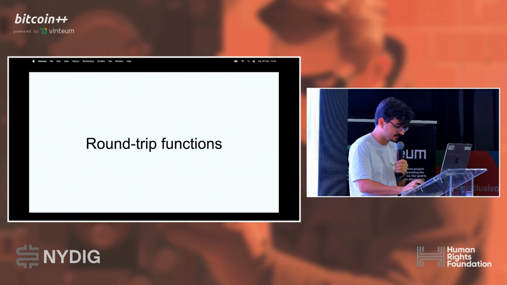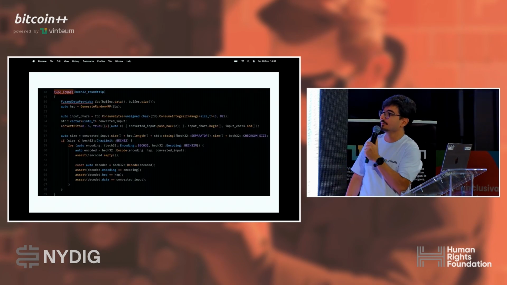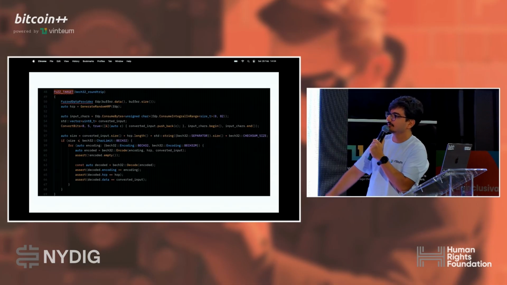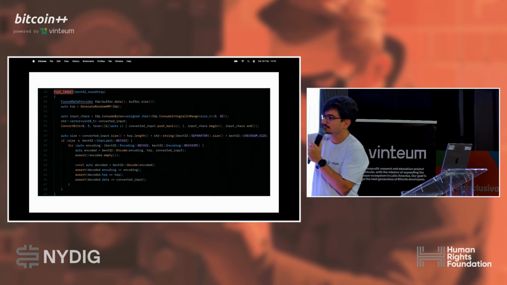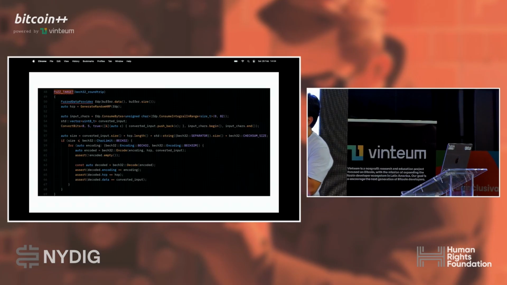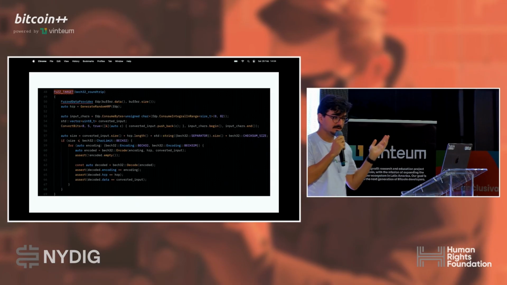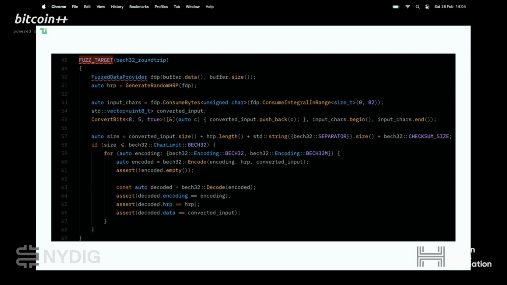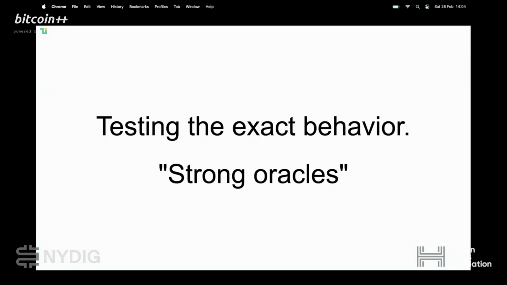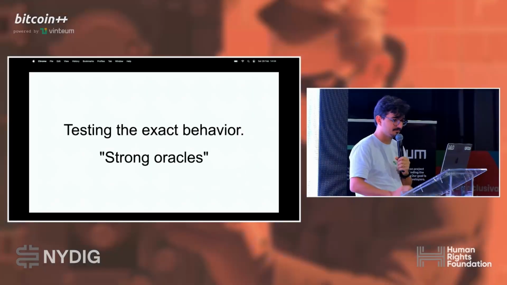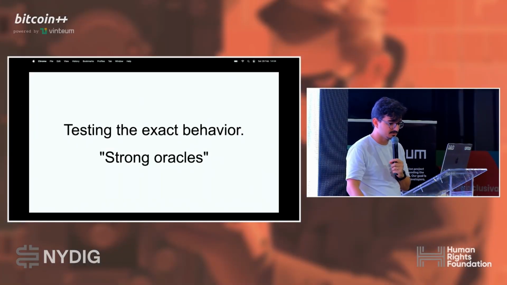I know this because of the Bech32 round trip fuzz target. Here we have the encode function. Then we have the decode with the encoded one. And then we assert that they are basically the same. So of course, if I introduce a mutant in this function or this one, this assertion will fail. So it made the target detect many mutants. This is the reason. So, yeah. The second thing we noticed is the strong oracles.